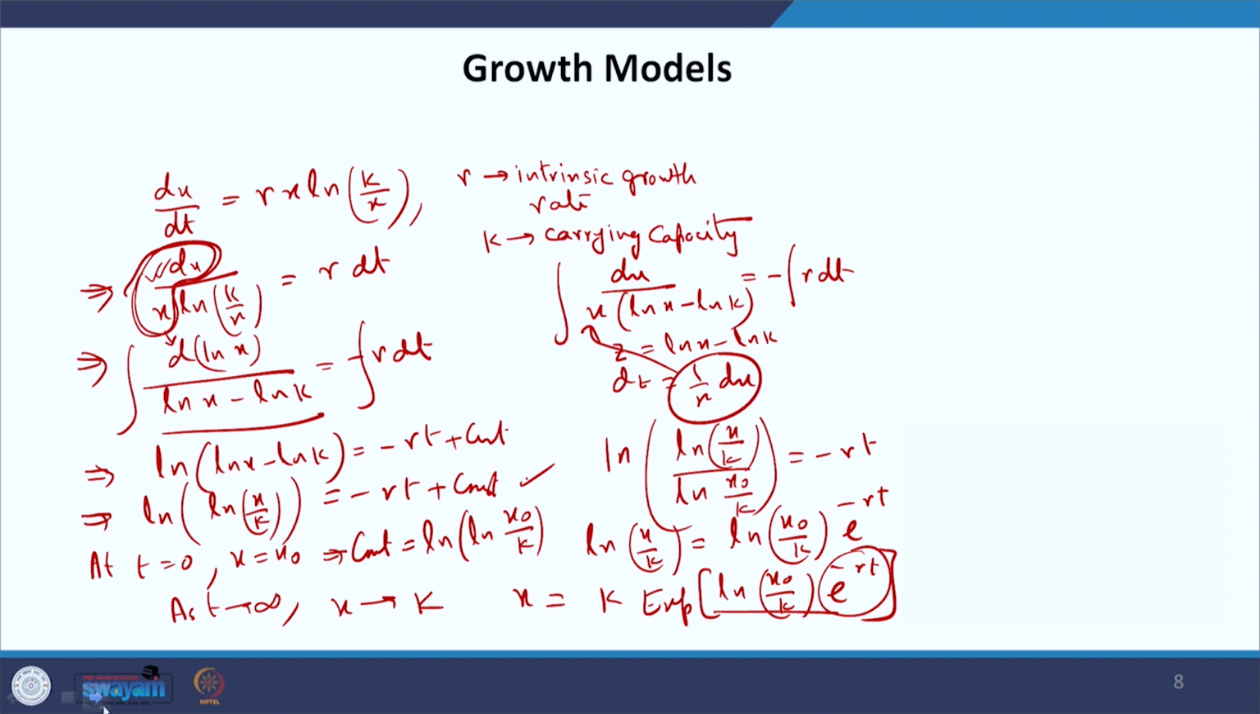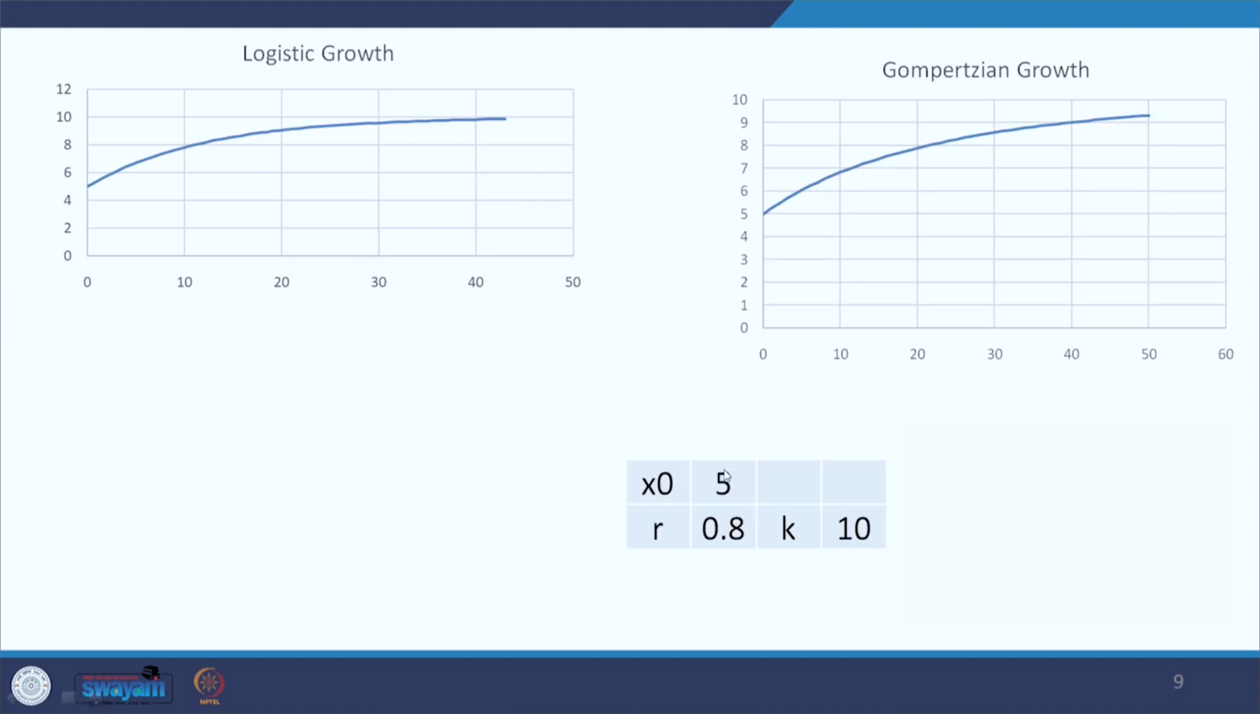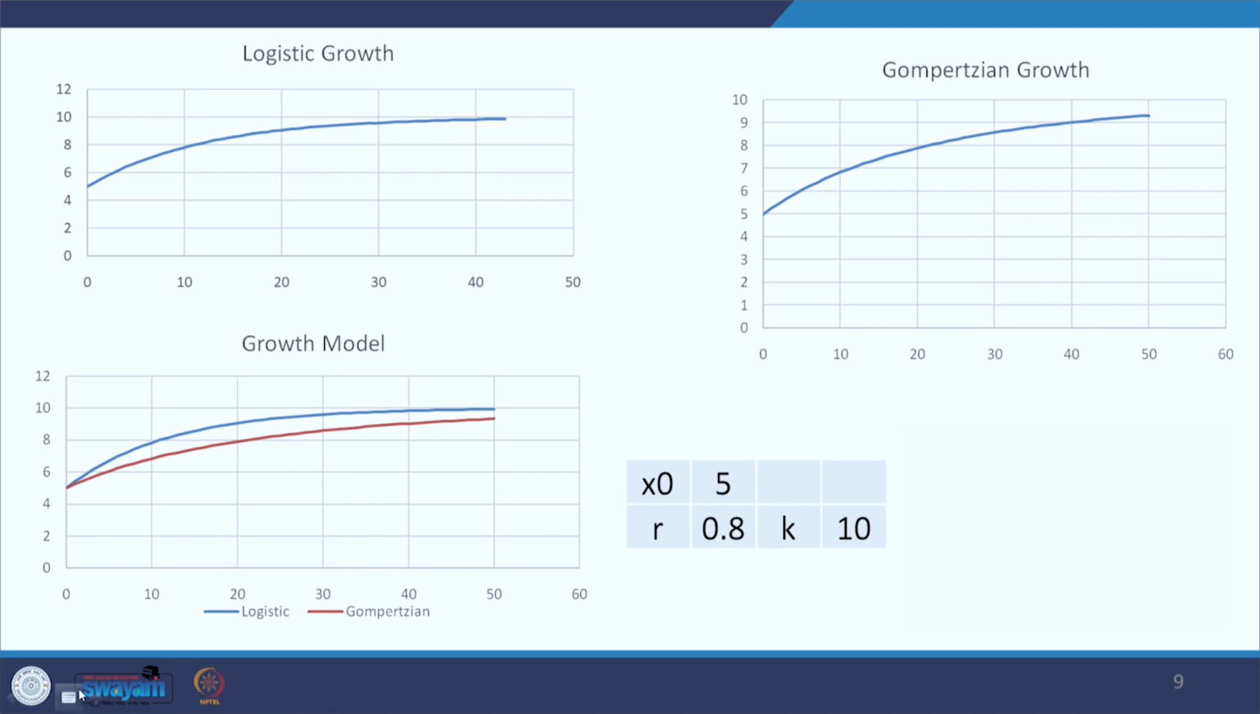Let's now compare. As you can see, I put the initial value to be 5, the intrinsic growth rate to be 0.8, and the carrying capacity to be 10. So both of them have started from the value 5, and this is what the graph looks like in case of logistic growth, in case of Gompertzian growth. Now, if I compare both the graphs, you can see that both have started from 5, and the logistic growth is a bit higher than the Gompertzian growth with the same set of intrinsic growth rate, carrying capacity and initial value.